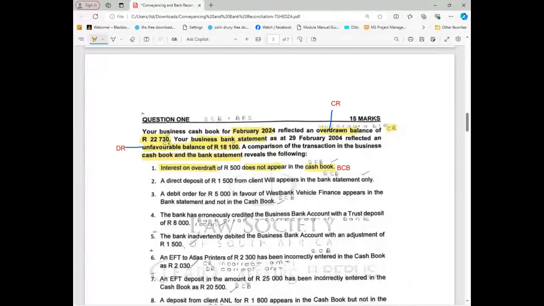Interest on overdraft will always go to what? To the cash book, because obviously we always see it on the bank statement. Always when you see it, it must go to the cash book. Write it down. CBC.